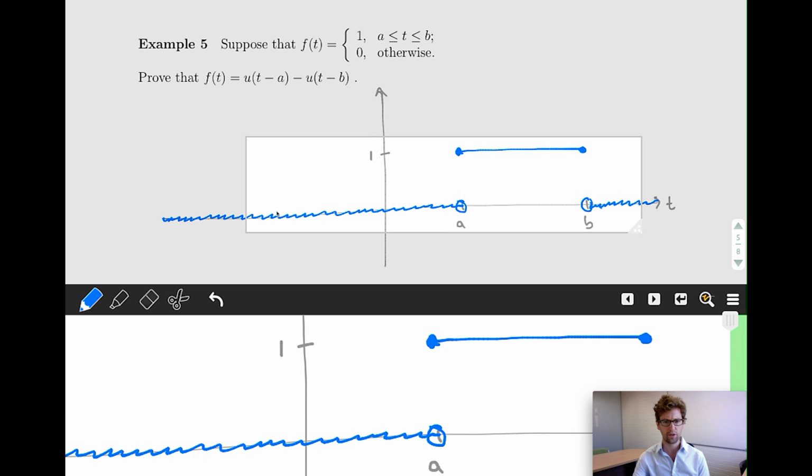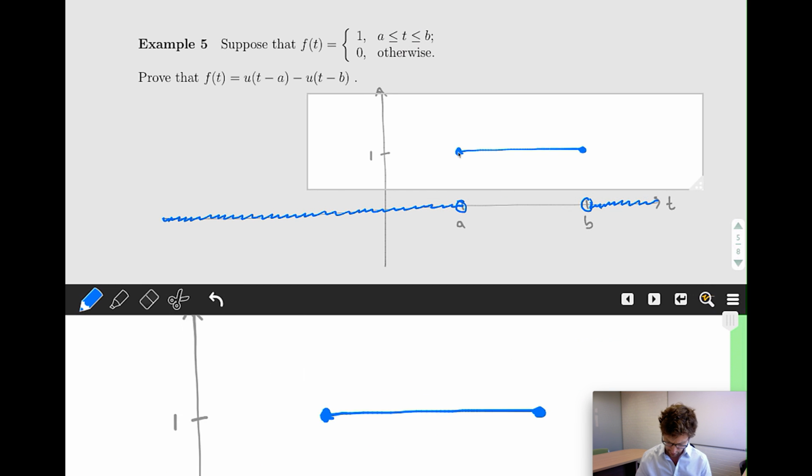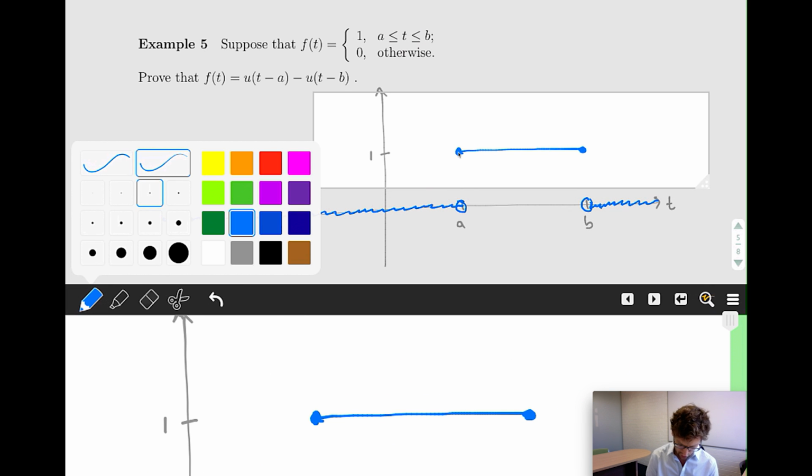So you can see that this function is 0 for a long, long time. Then it jumps up to 1, and it stays at that value, and then jumps back down to 0. So it's a sort of a switch on, switch off. And that's, in fact, what I'm going to call this combination. A switch on, switch off.